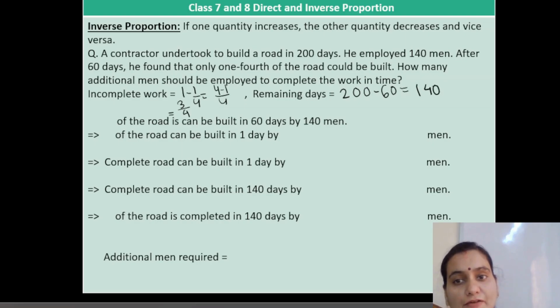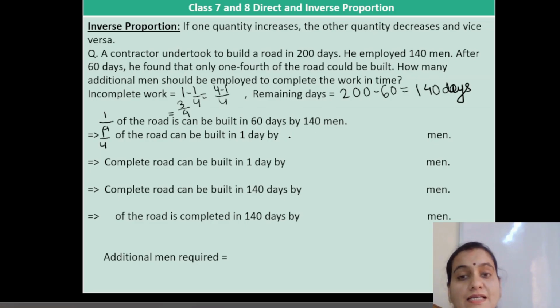So the number of days left to complete the entire road is 140 days. Now we know, I have just written the given statement here, 1/4 of the road can be built in 60 days by 140 men. Now 1/4 of the road can be built in one day by how many people? If in one day I want to complete the same work, that is 1/4 of the road, which was completed by 140 men in 60 days, it means I need a lot more people. In one day I'm trying to complete 1/4 of the road.